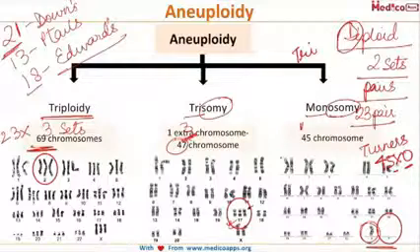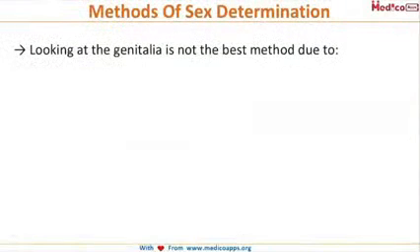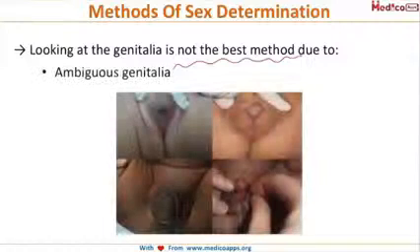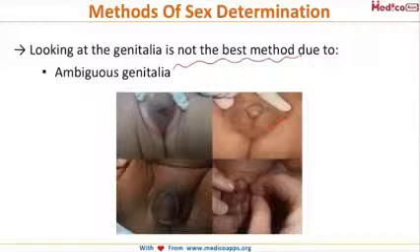Now, the second method for sex determination is looking at the genitalia. Now, I told you this is the most common method, but not the best method. Why not the best method? Because we have ambiguous genitalia. What are these? When looking at the genitalia, you cannot determine the sex of the baby.